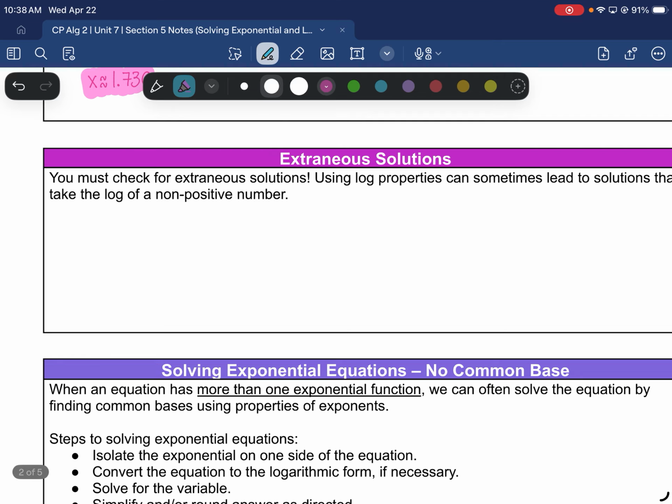So, what we're getting into next is when there is exponentials only on one side of your equation, okay? So, there's going to have to be some converting that we're going to have to do. What we do want when we're doing these examples is to check for extraneous solutions, because using properties of logs can sometimes lead to solutions that take the log of a non-positive number. So I want you to type this in your calculator. Press the log button. It gives you log base 10 of -5.